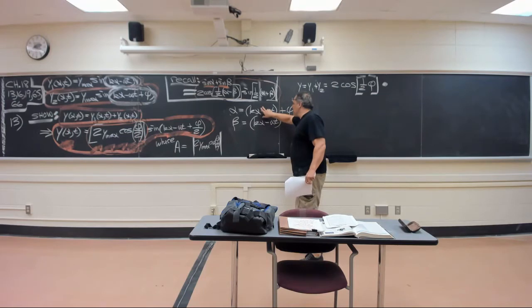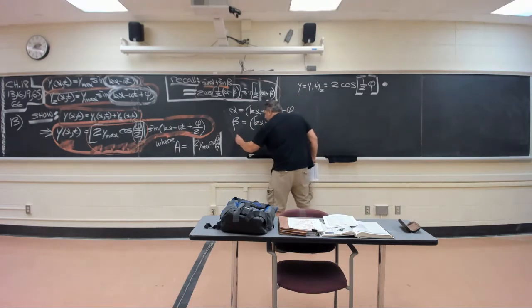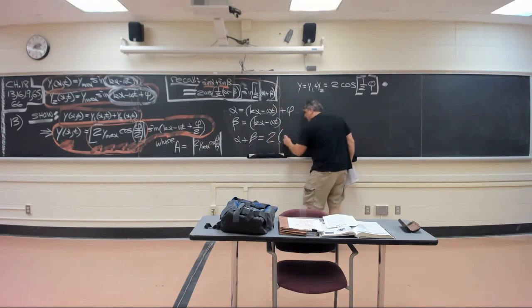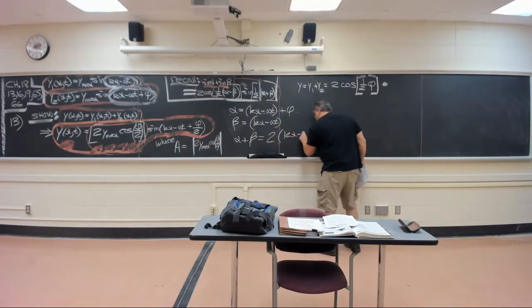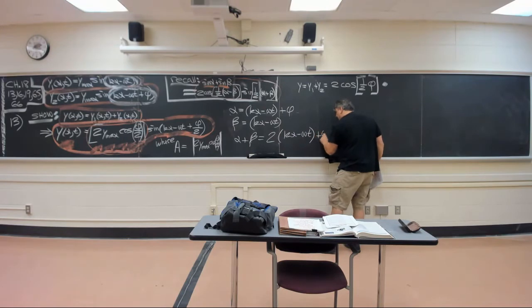You got kx minus omega t plus kx minus omega t is 2 times the quantity kx minus omega t. The phi is with it. The phi comes down too. So at the end of the day, you got alpha plus beta equals 2 times the quantity kx minus omega t plus phi.